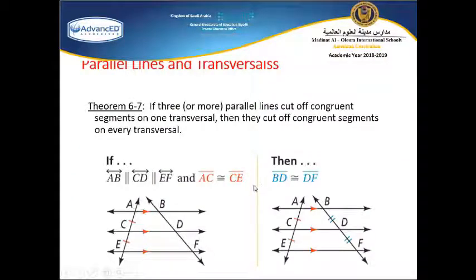The last theorem: if we have 3 or more parallel lines and a transversal cuts them and creates congruent segments, then any other transversal will do the same. That means BD equals DF.